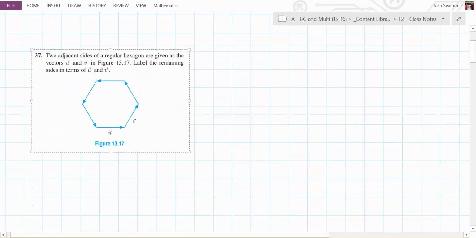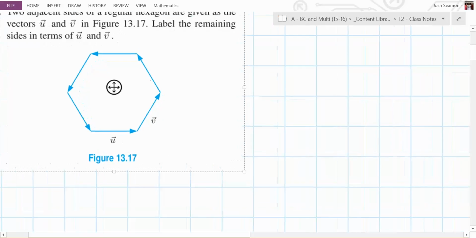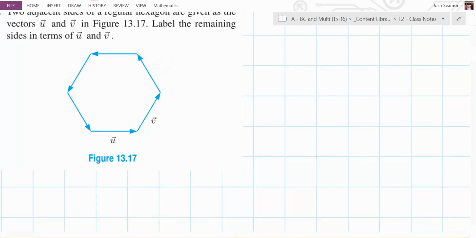Two adjacent sides of the regular hexagon are given in vectors u and v. Label the remaining sides. Okay, so let's do the ones that are pretty easy. What's the top one going to be? Negative u. And I'm sorry, my u's and v's look similar, so I'll do my best here.